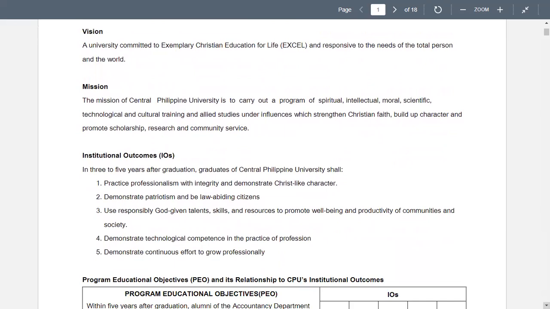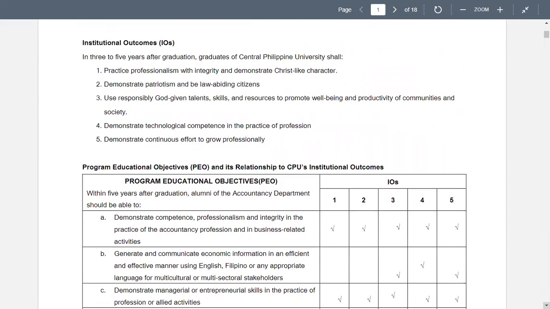Now, for the institutional outcomes, we have that in 3 to 5 years after graduation, graduates of Central Philippine University shall practice professionalism with integrity and demonstrate Christ-like character, demonstrate patriotism and be law-abiding citizens, use responsibly God-given talents, skills, and resources to promote well-being and productivity of communities and society, demonstrate technological competence in the practice of profession, and demonstrate continuous effort to grow professionally.